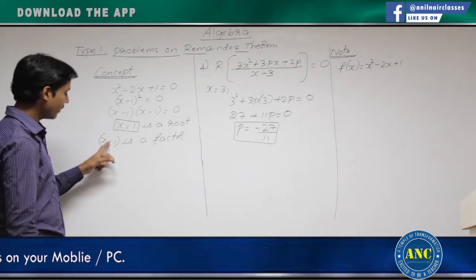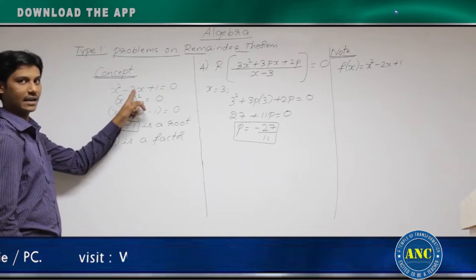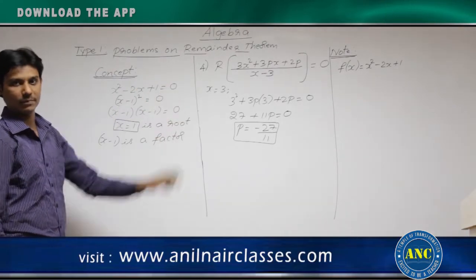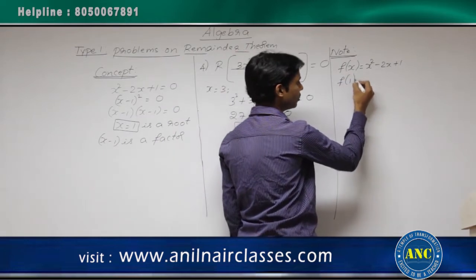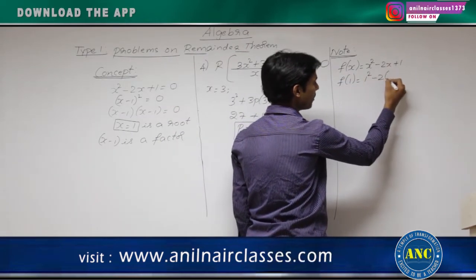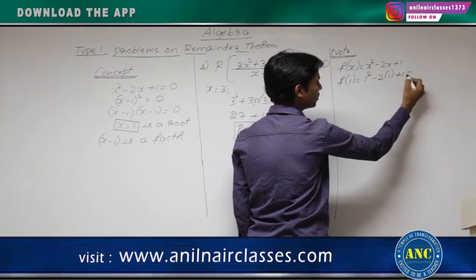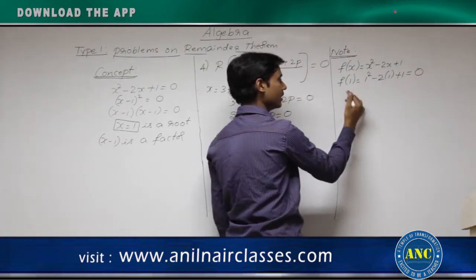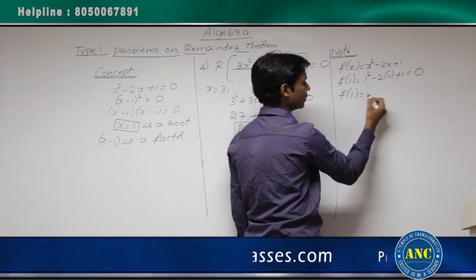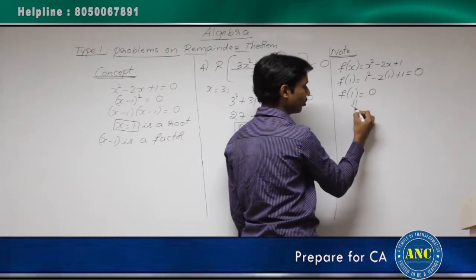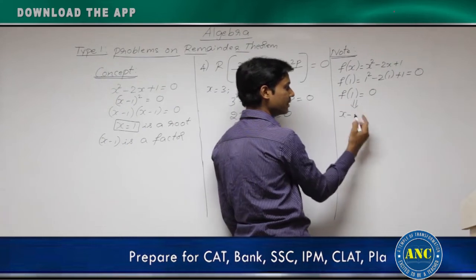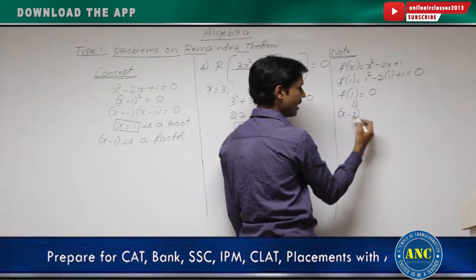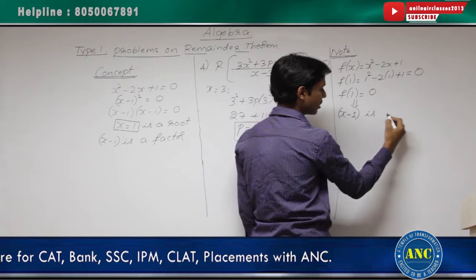That means if I substitute x is equal to 1 here, that will give me 0. That is the meaning of it, right? Substitute x is equal to 1: 1 square minus 2 into 1 plus 1 will be equal to 0. That means f of 1 is becoming 0. F of 1 becomes 0 means, can I tell that x minus whatever is inside the bracket, that is 1, x minus 1 is a factor of that expression.